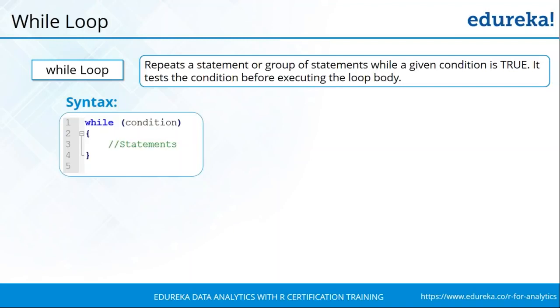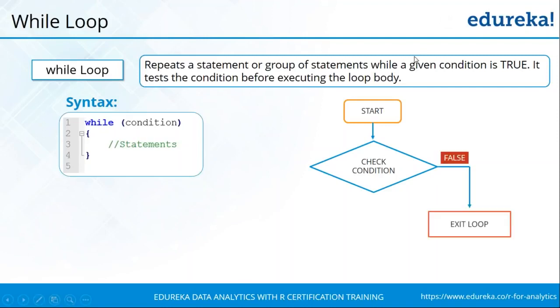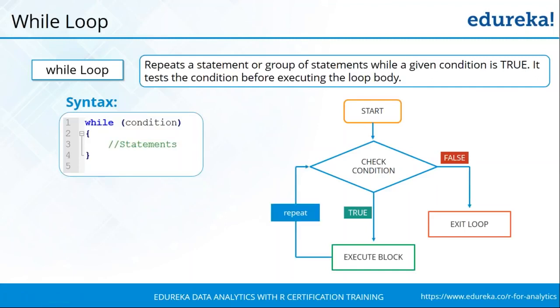So if you look at the flow for the while loop, you start off with the execution, you check the condition. If at first itself the condition is found to be false, then you exit from that loop. But if it is found to be true, you go on to execute the code block and then keep on repeating until the condition is found to be false.